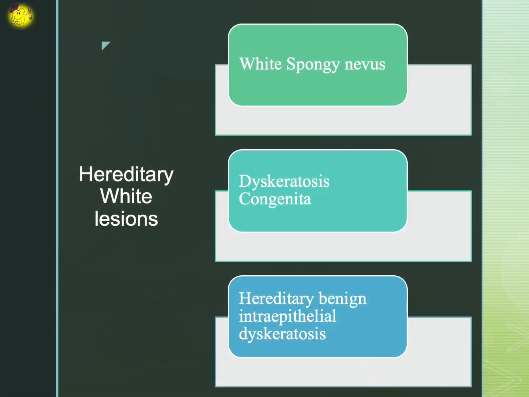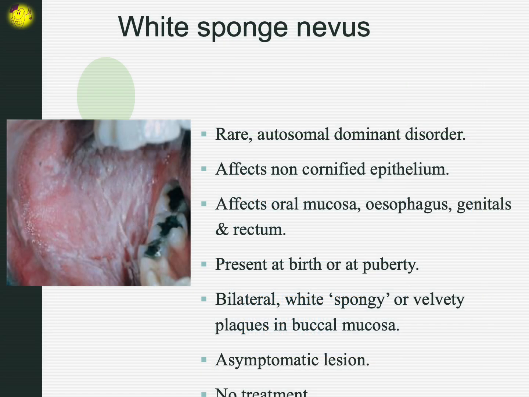Now that we have finished with the anatomical variations, we are moving over to hereditary white lesions. We have examples such as white spongy nevus, Dyskeratosis congenita, and hereditary benign intraepithelial dyskeratosis, otherwise called Witkop's disease. The first one is white spongy nevus. This is an autosomal dominant disorder that usually affects the non-keratinized stratified squamous epithelium, the most common location being the buccal mucosa. It is usually bilateral in appearance, and it has a spongy, velvety, plaque-like kind of lesion. And this does not require any treatment or intervention per se.